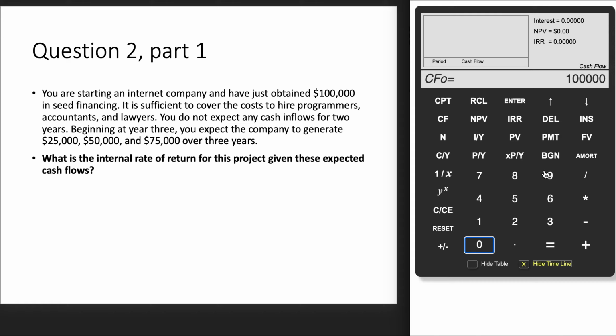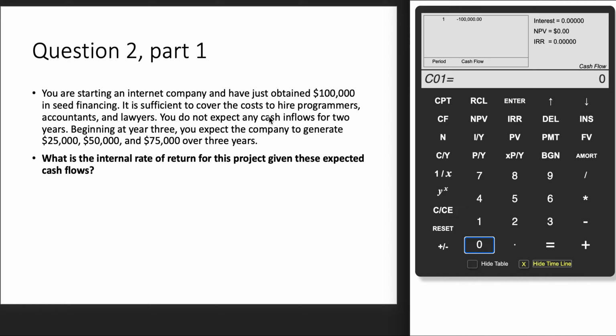So the first thing that's going to happen is I'm going to use this $100,000 that I've raised to cover the cost of getting this internet company up and going. And so that's going to be a negative number because that's what I'm paying for. So that will be inputted as the cash flow at time 0. And the first cash flow is going to be 0.